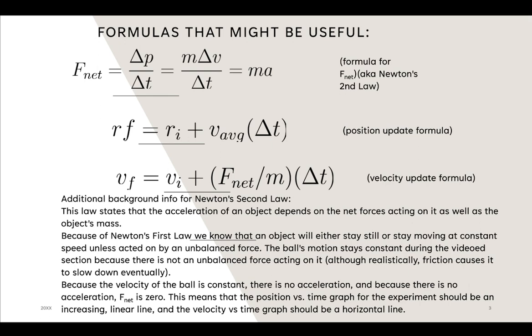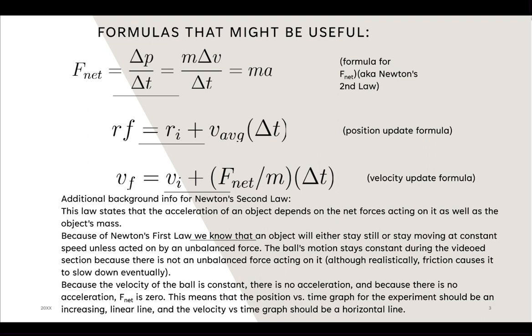And some additional background. Newton's second law states the acceleration of an object depends on the net forces acting on it as well as the object's mass. Because of Newton's first law, we know that an object will either stay still or stay moving at a constant speed unless acted on by an unbalanced force. The ball's motion stays constant during the videoed section because there's not an unbalanced force acting on it, although realistically friction causes it to slow down eventually.